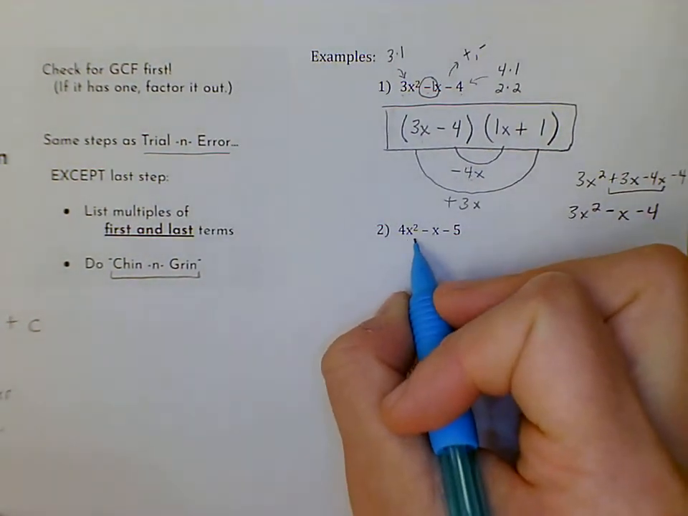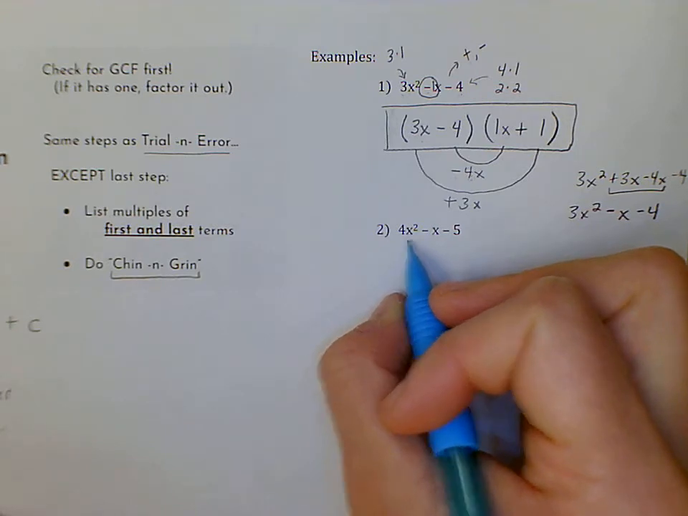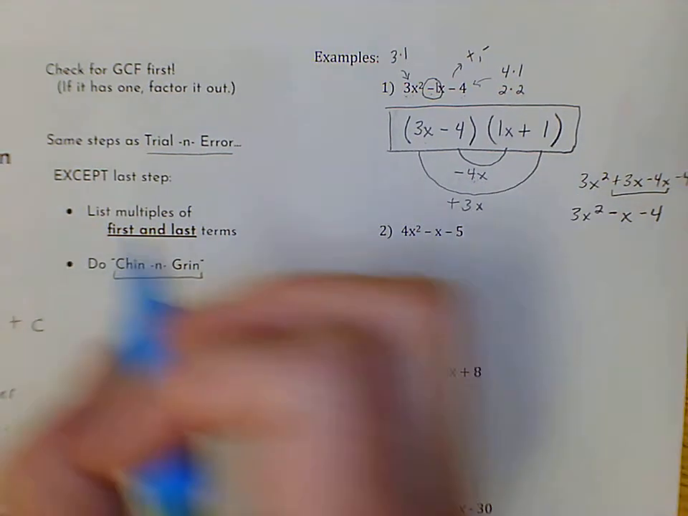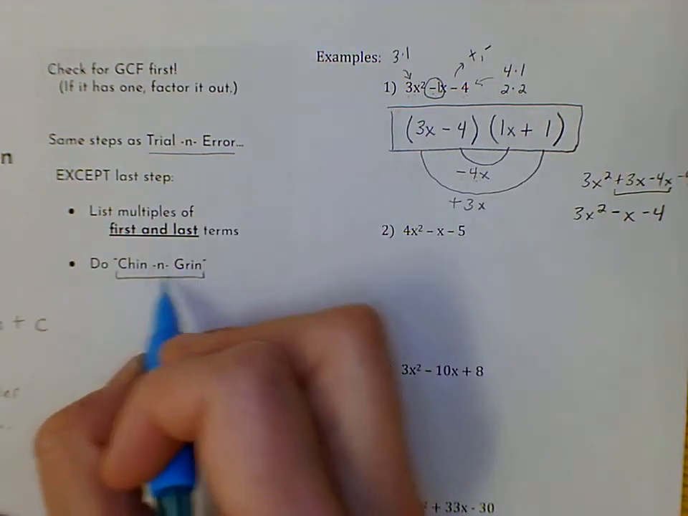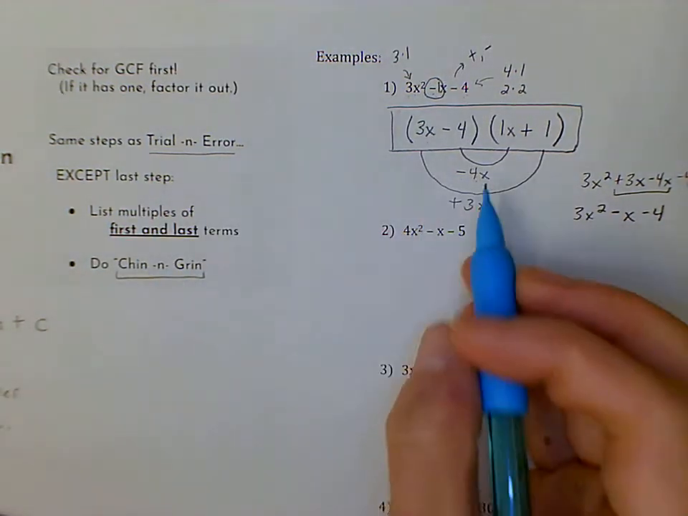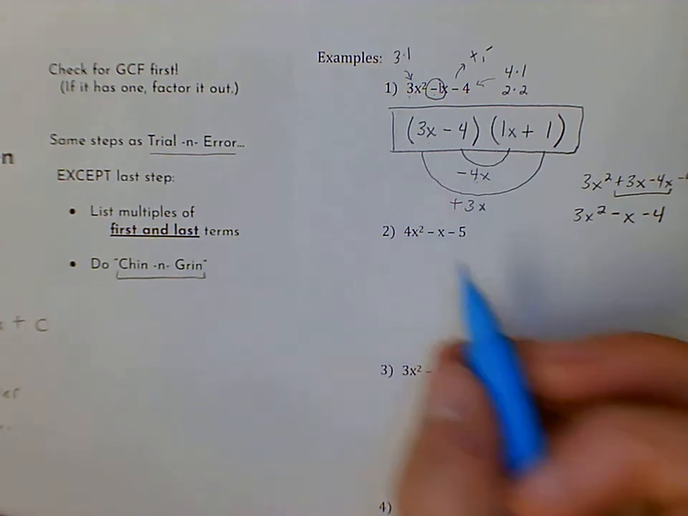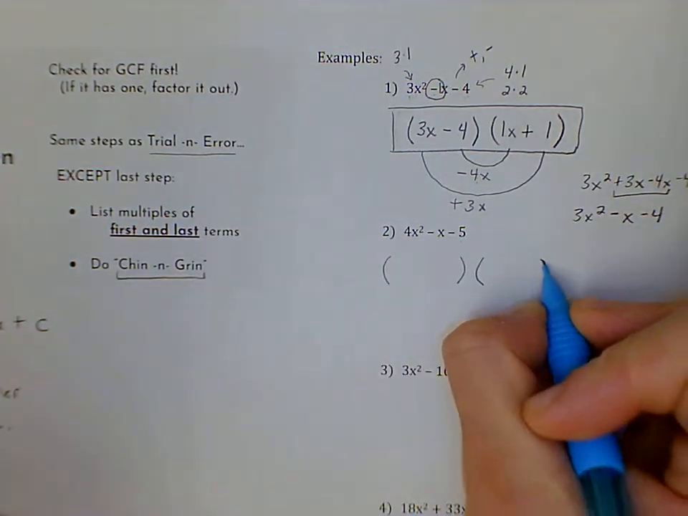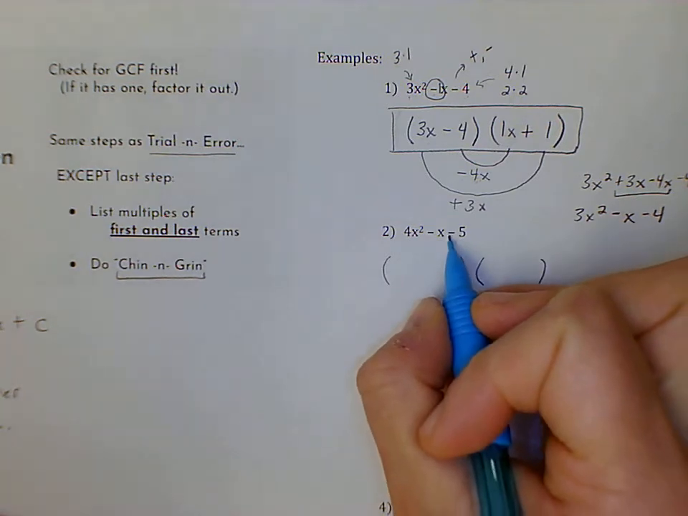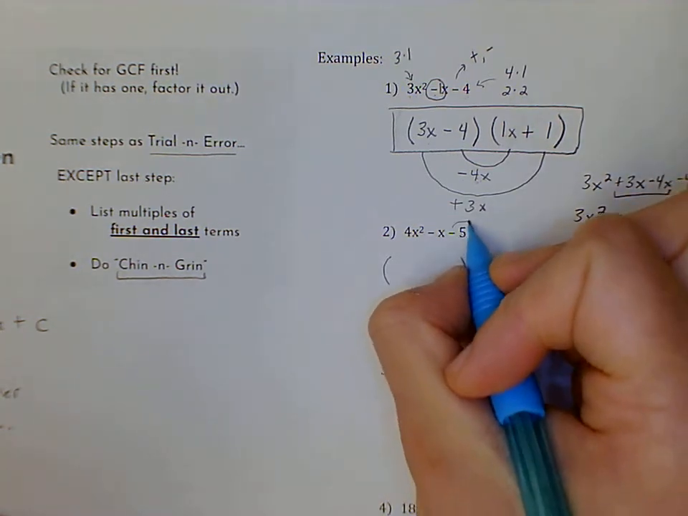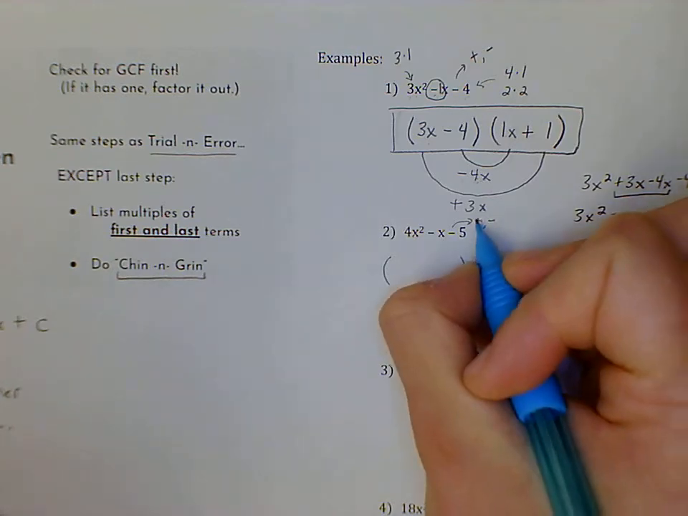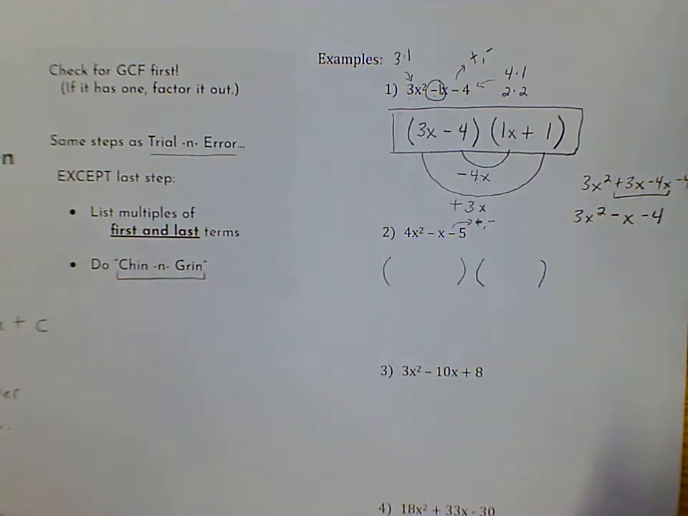So after you look for the GCF, if it has a number other than 1, you're going to have to do the trial and error and do the chin and grin to check that middle part, okay? So draw your 2 parentheses. Then go ahead and figure out your signs. So in this one, that tells me that the signs are going to be different. So we're going to have a plus and a minus again. So remember, you can't put those in until the end.